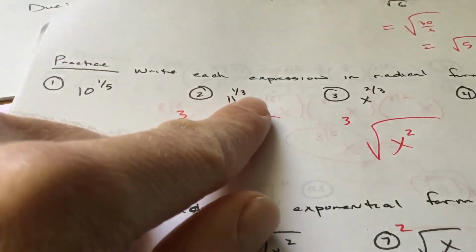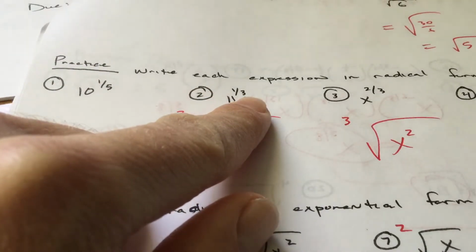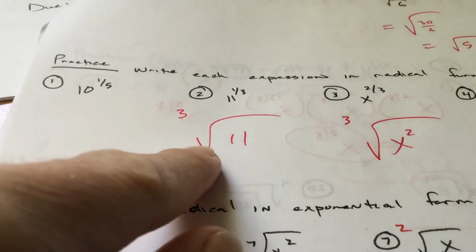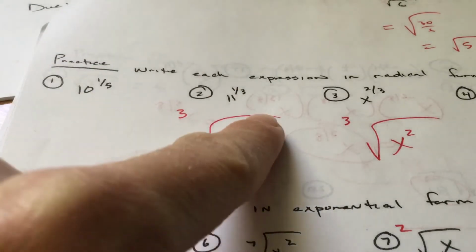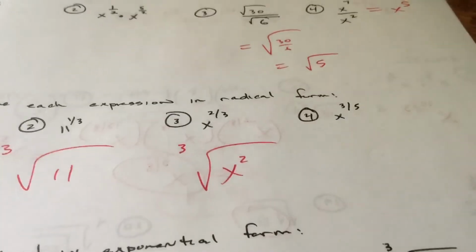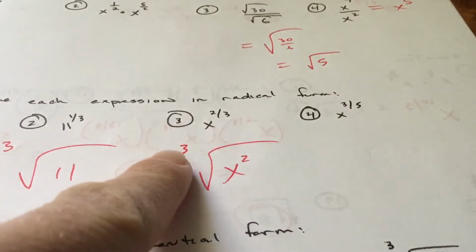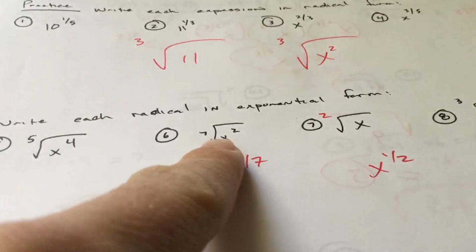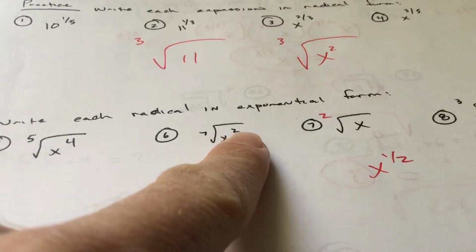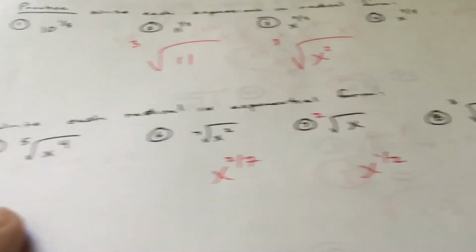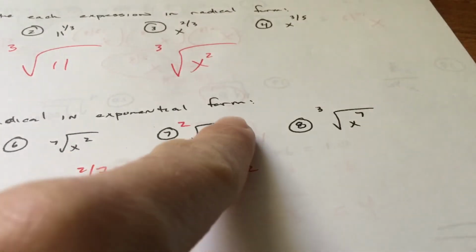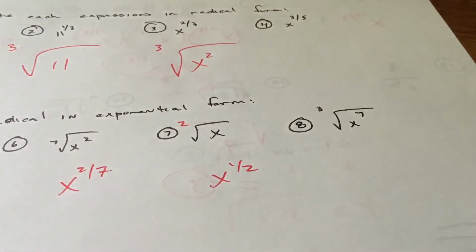Okay, so the denominator of that exponent is the root you're taking. You're taking the third root of 11 to the first power. You're taking the third root of x squared. That's telling you you're taking x to the 2 over 7. You're taking x to the 1 over 2.